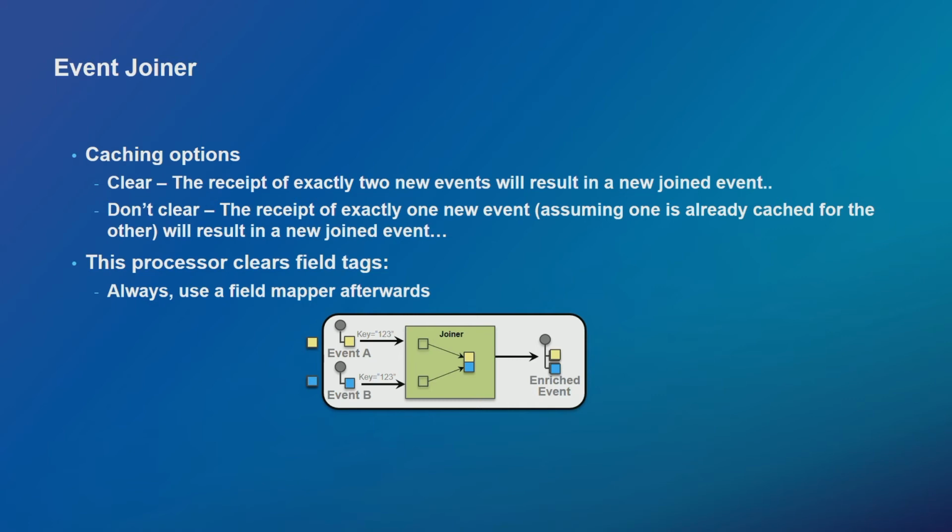The second option is to set it to don't clear, which means that it continuously caches each event type, and it will use the last known event. So if we get event B in here, and then we get event A, that makes one join. If we get a second event B, it's already got an A in its cache, so it continues to join those. So this might be useful for situations where you have events coming in at different speeds.